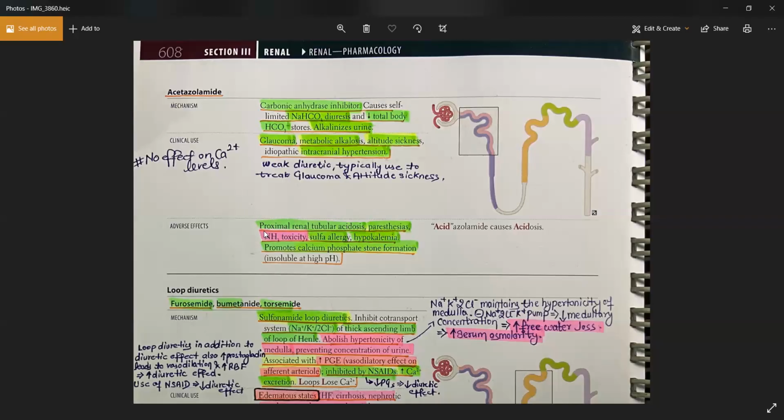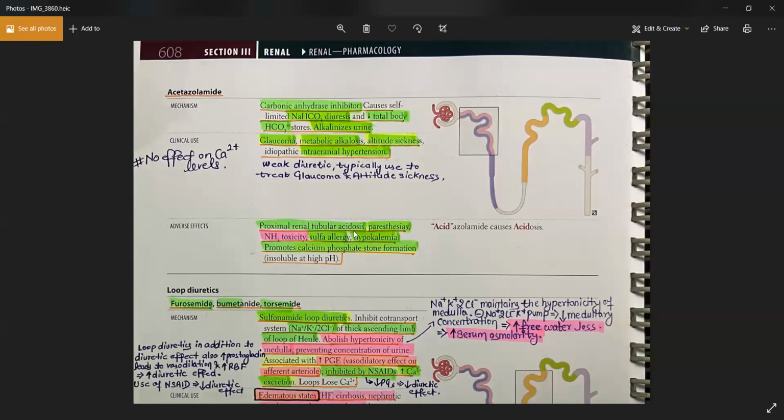You will get the ammonia toxicity. If you're already having so much bicarbonate in the urine, you don't need to buffer the acid right now. So the kidney won't be secreting the ammonia, and you'll be having ammonia toxicity. And because these drugs are sulfur drugs, you will have a sulfur allergy also.